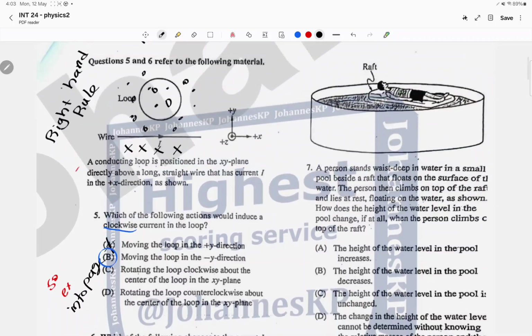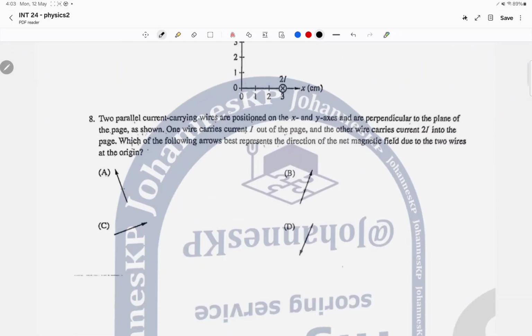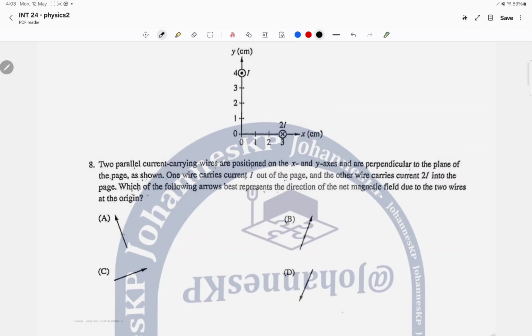A as an apple. 7 is to be left. It's fluids, we don't care about it. Do you? Good. Question 8. We got two parallel current carrying wires positioned in the X and Y axes. If it's a dot, it's out of the page. If it's an X, it's into the page.